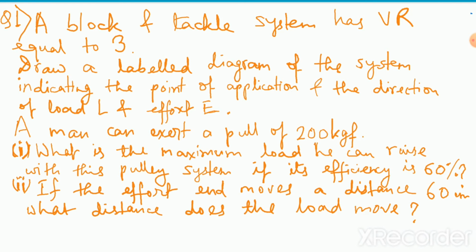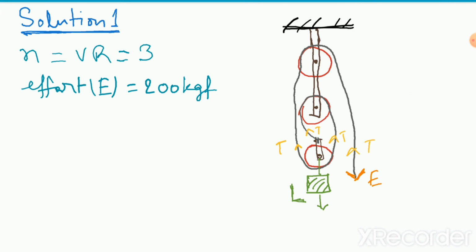We will get the load in kgf. So it is said, what is the maximum load that he can raise with this pulley if its efficiency is 60%. So the efficiency, denoted by the letter eta, is given as 60%. Now first of all, when you want to find out the load, we have to determine the value of the mechanical advantage.